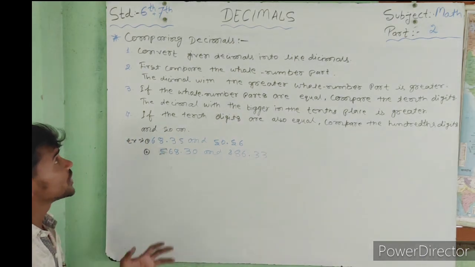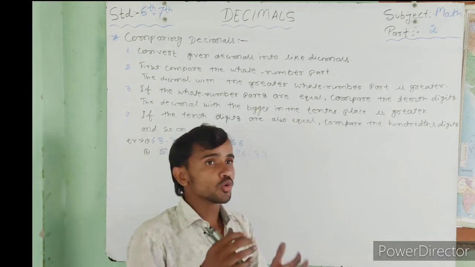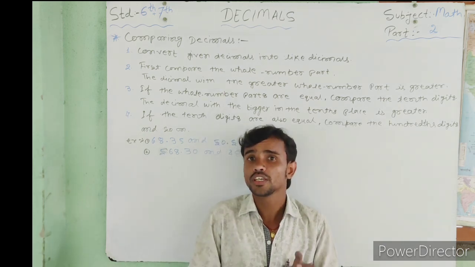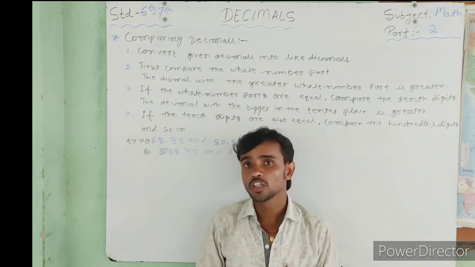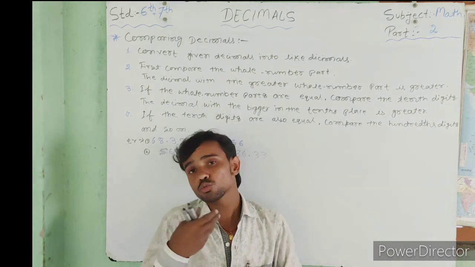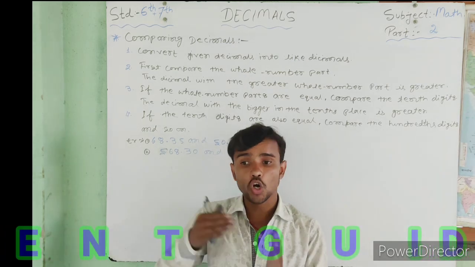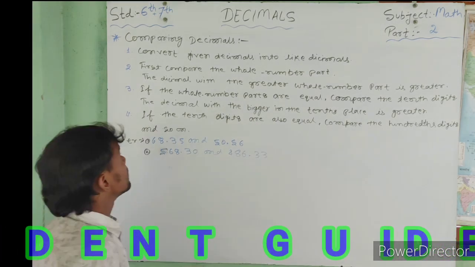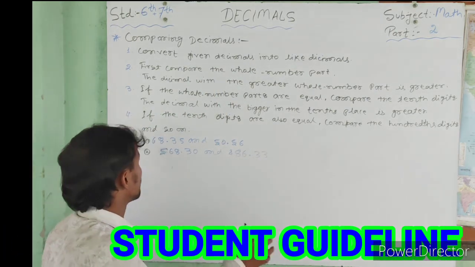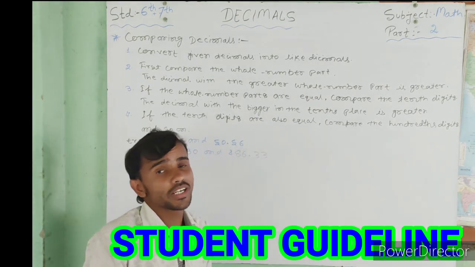Firstly, you see here the comparing of decimals, how to compare decimals. My dear students, if you have a question in the exercise to compare decimals, I will also write some steps on the board. Firstly you read, then we will explain all the points on how to compare decimals. Firstly, convert the given decimals into like decimals. It means if a question is given, firstly you convert it into like fractions.